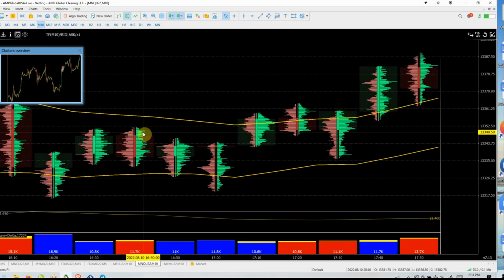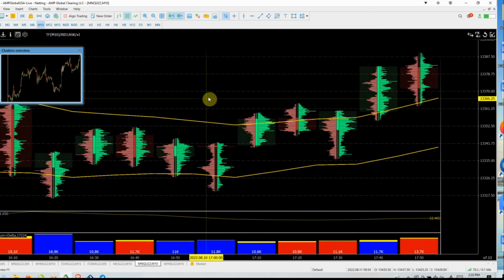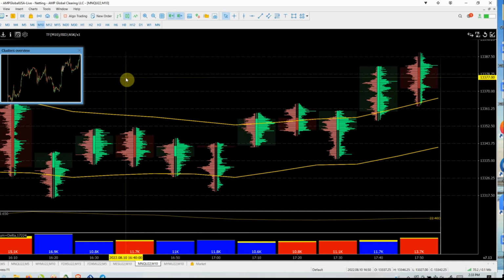Okay. And you can do this on any of these. This happens to be the MNQ. I trade the MES, which is the E-mini S&P, the MNQ, which is the E-mini Nasdaq. Again, $2 a point. The MES is $5 a point, and the other one is the MYM, which is the E-mini Dow, which is 50 cents.